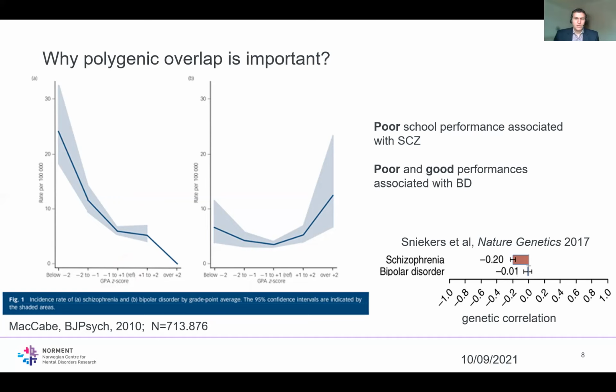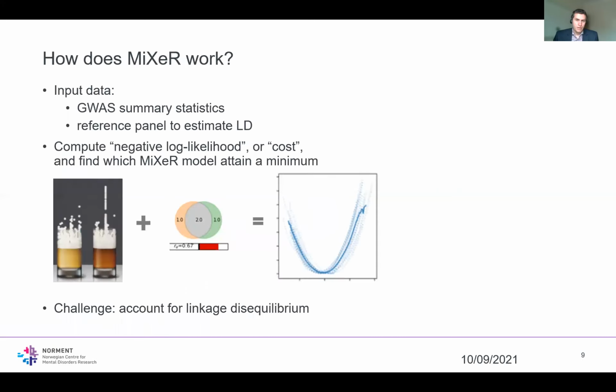MiXeR aims to find such nonlinear relationship between genetic risks of the 2 traits, similarly to nonlinear relationship between phenotypes that are already known from epidemiology. The connection between bipolar and cognition shown here may translate to a polygenic overlap of the genetic architectures, despite 0 genetic correlation. So how does MiXeR work?